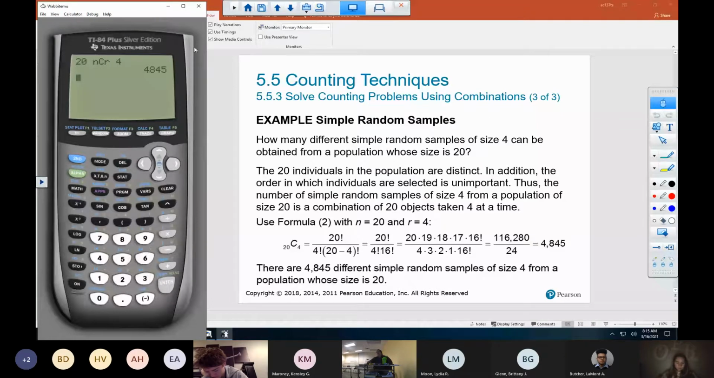And the difference there, since it has order, you do 20, math, probability, nPr, and 4, and you're going to get a big number, a whole lot bigger than 4,845. And that's 116,280. One will say committee, the other will say board, and it'll have officers. So make sure you know the difference between a committee question and a board question.